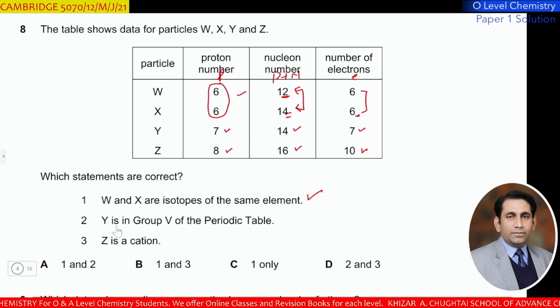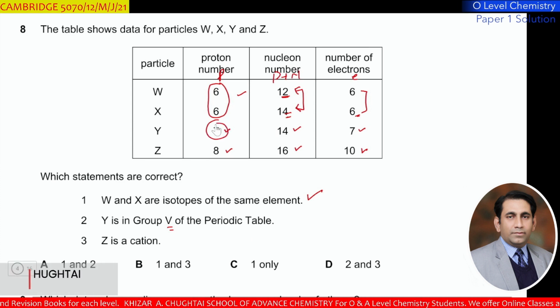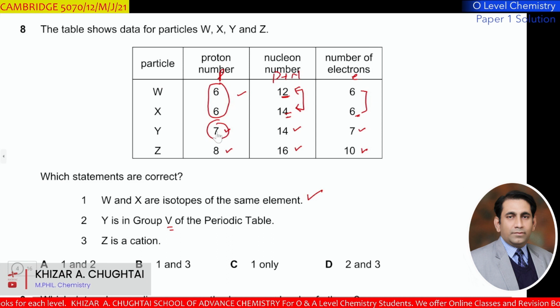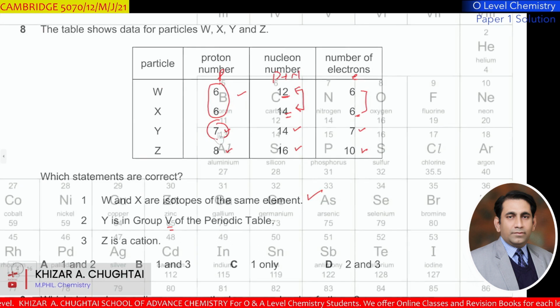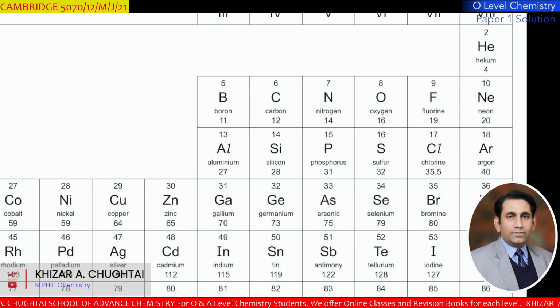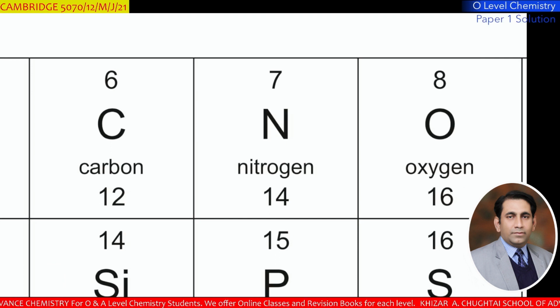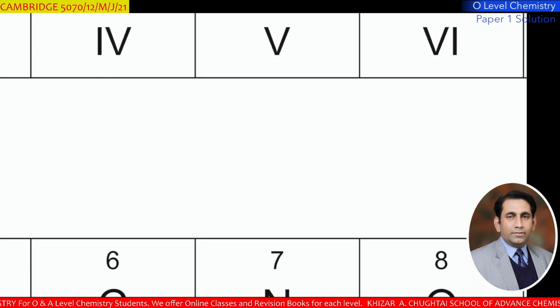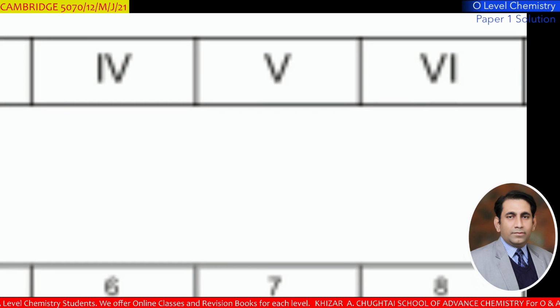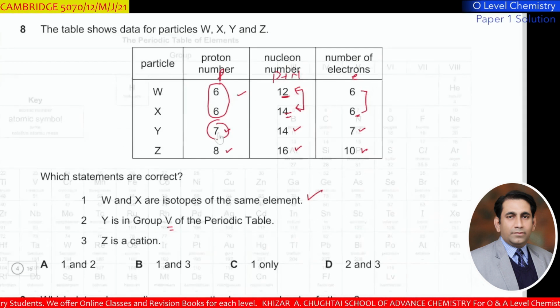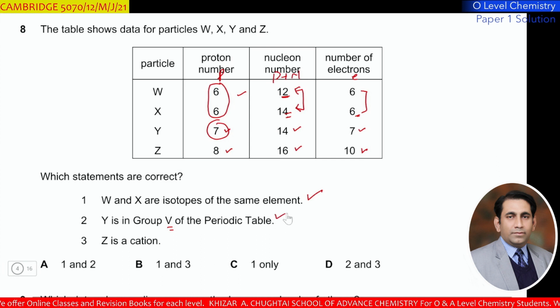Number 2, Y is in group 5 of the periodic table. Let me check it from the data booklet. Its proton number is 7. Here is the atomic number, proton number 7, that is nitrogen, and it belongs to group number 5. Yes, it is true. So again, this one is correct.